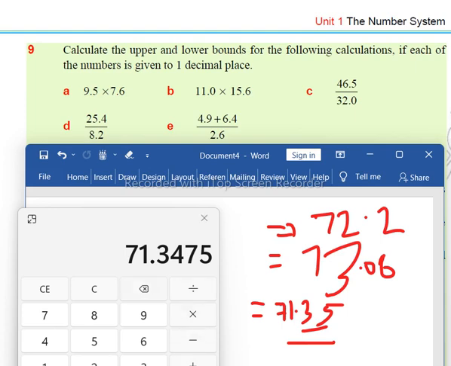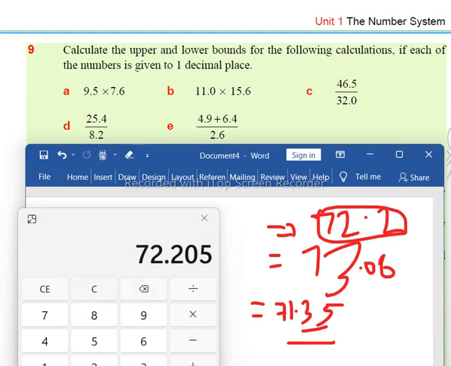When we take the average of the lower bound and upper bound, 73.06 plus 71.35 divided by 2, we get 72.2, almost the same as the original answer. So this is for letter A.